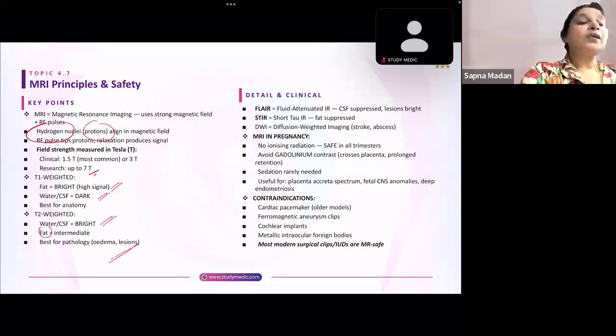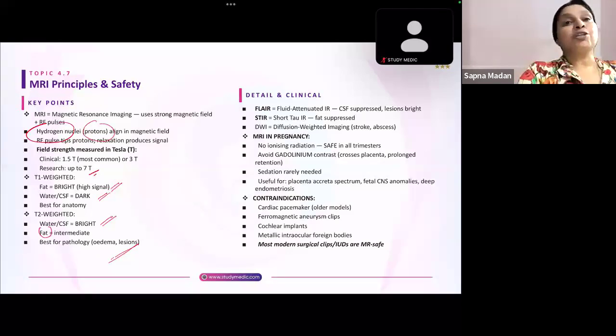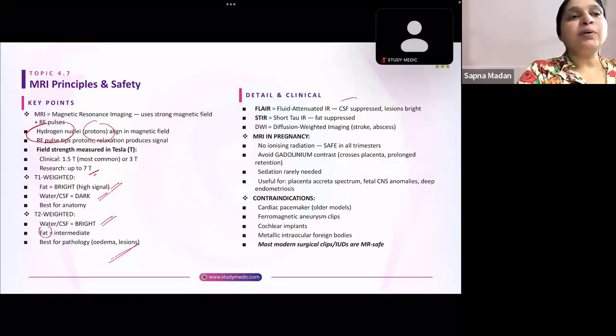Now, T2 weighted images can also be modified, okay? T2 modified images can have FLAIR or STIR images, which are fluid attenuated inversion recovery images, okay, in which, so normally what happens in T2 is that the CSF is bright, but if you modify it to FLAIR, then the CSF image is suppressed, okay?